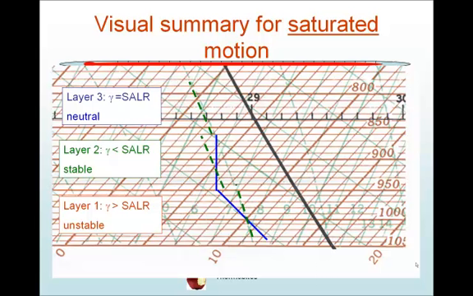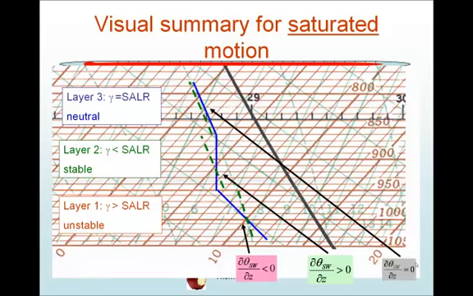Layer 2, the environment cools more slowly than the saturated adiabatic lapse rate, so gamma is less than SALR. So anytime you lift a saturated parcel in that layer, it will be cooler than its environment, and it will experience negative buoyancy, and therefore that layer is stable. And for the third layer, the environmental lapse rate is equal to the saturated adiabatic lapse rate. So if you lift a saturated parcel, it's always at the same temperature as the environment, so that's neutral buoyancy.